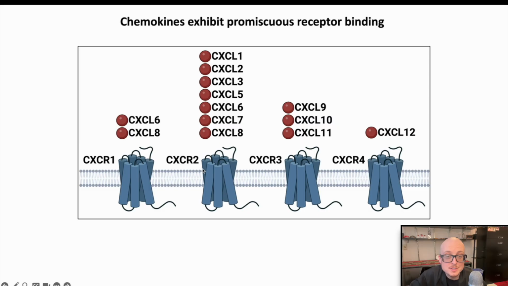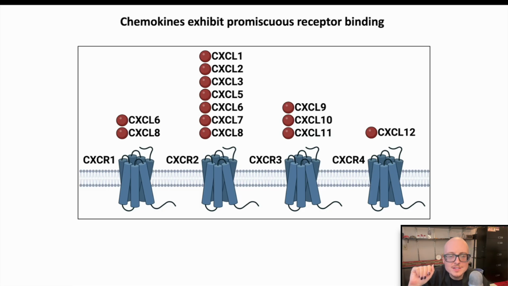CXCR2 is even more promiscuous. It has at least seven well-established chemokine ligands: 1, 2, 3, 5, 6, 7, and 8. CXCR3 similarly has 3 established ligands. The unique member here is actually CXCR4, which is specific for CXCL12. So this is a rare example of a non-promiscuous interaction. There's actually a high degree of specificity of CXCR4 for CXCL12 comparatively to the other chemokine receptors in this family.